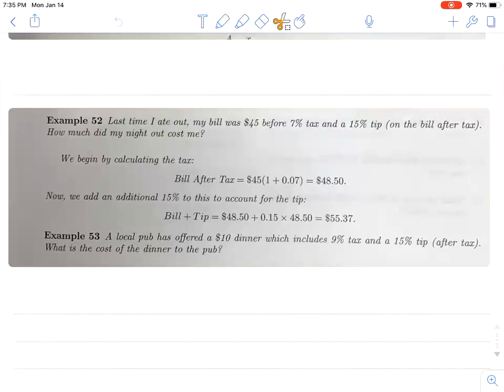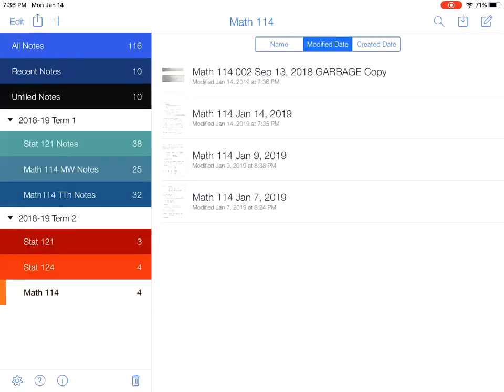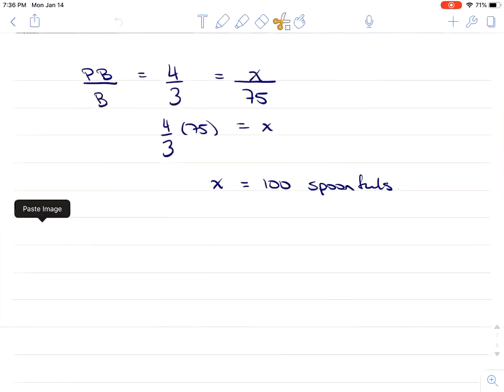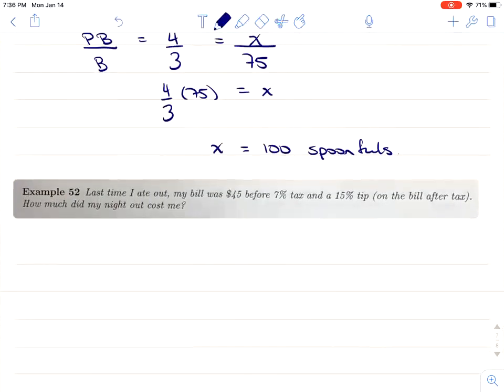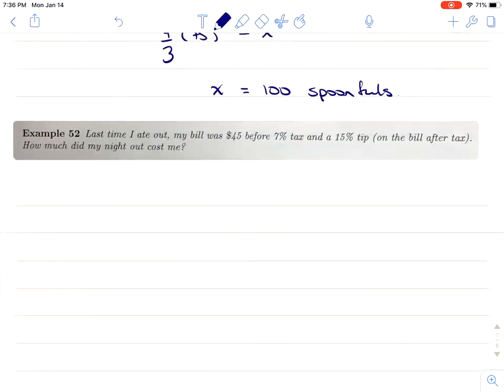So let's have a look at something more important. Example 52. And like I said, I've just taken pictures of the textbook. So if you have the textbook and you want to follow along, that works too. It's a little small, but I'll read it to you.